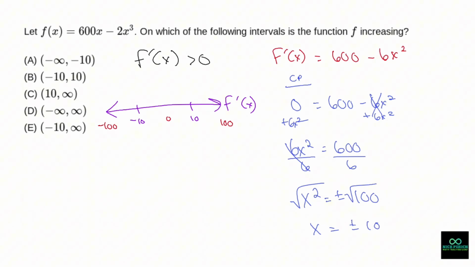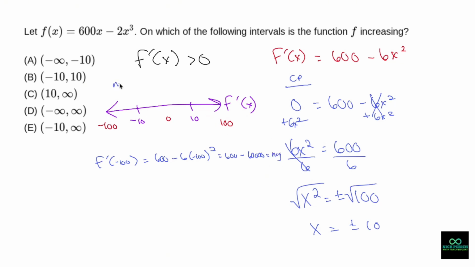Now I have to take turns plugging these three numbers into the derivative. If when I plug it in, I get a negative number, that means it's decreasing on that interval. And if I get a positive number, that means it's increasing on that interval. So let's start out with f prime of negative 100. That's going to be 600 minus 6 times negative 100 squared. 600 minus, now let's do a little bit of quick math, negative 100 squared is 10,000. Negative 6 times 10,000 is negative 60,000. I don't care what the number is. I just care about the fact that this is negative.